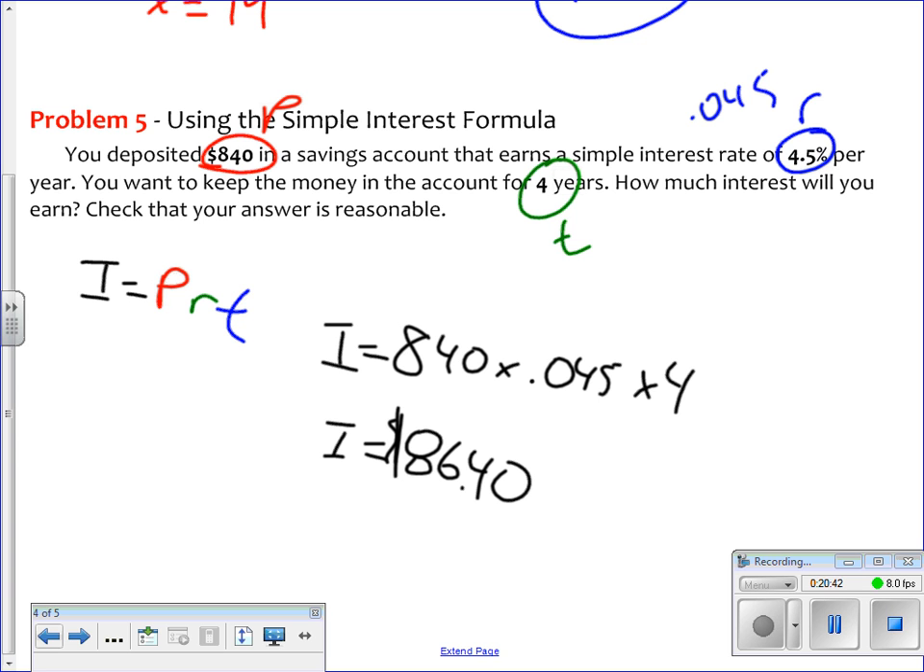Did anybody get the same thing I got? Because they didn't get the same thing. What'd you get? 151.2. Maybe I typed it in wrong. I think maybe I did 480 instead of 840. That's what I did. You guys are right. I was wrong. I typed in 480 instead of 840. My bad. So this should be $151.20, which is not bad, but you're never going to get rich off of the savings account.